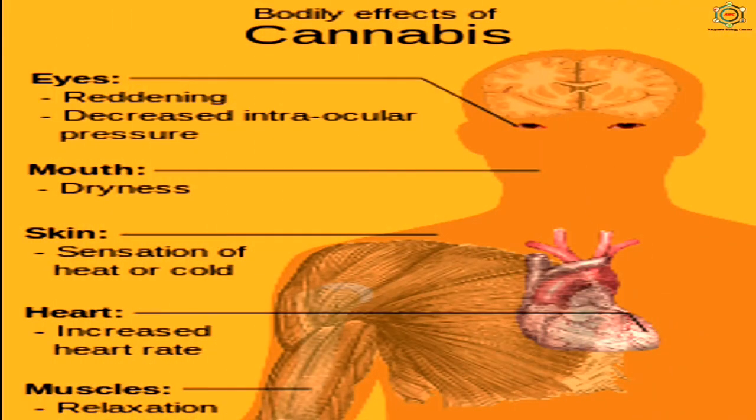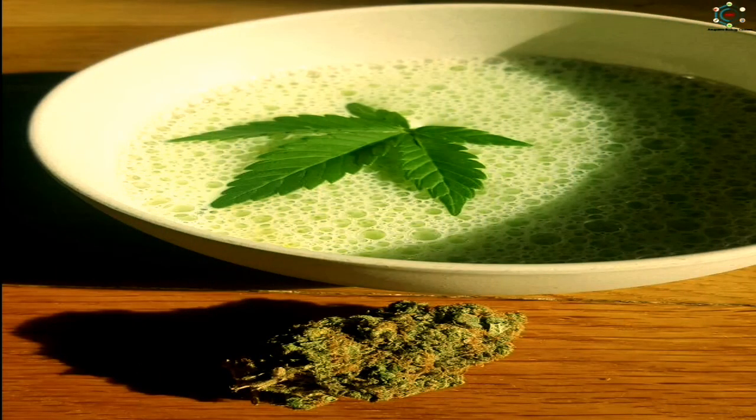Now, what are the effects of the cannabis? Reddening of the eyes, decreased intraocular pressure, dryness in mouth, sensation of heat and cold on skin, increased heart rate, and relaxation of the muscles are the effects of cannabis on our body.